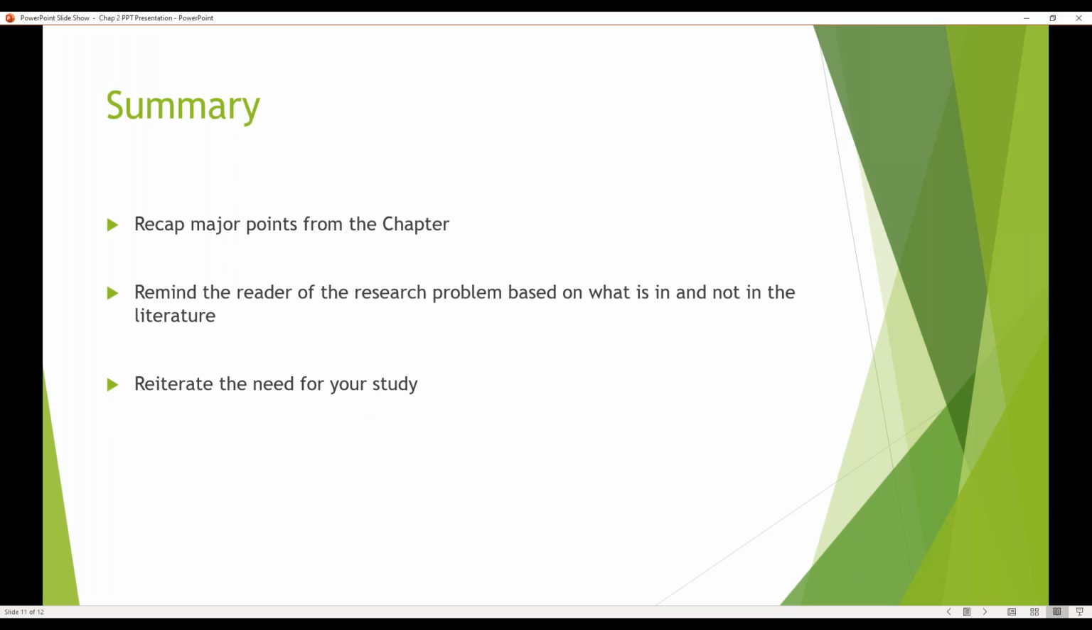And the summary, just like the summary of other chapters, recap the major points from the chapter. Here are the trends, here's what I found in the literature. Then remind the reader of the research problem based on what you just reviewed, and what's not in the literature. Again, the lit review should be an implicit and sometimes explicit argument for why your study is needed based on what's in the literature and what's not. Reiterate the need for your study.